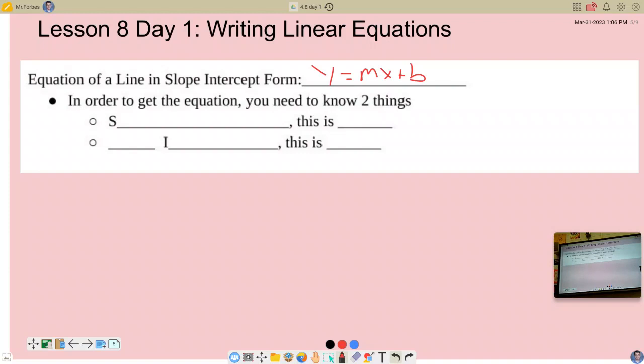Now, in order to get the equation, you need to know two things. You need to know the slope, and this is m. Okay, so your m value is your slope. And then you need to know the y-intercept, and that is the b value. Okay? So when we write these equations, y equals mx plus b, m is your slope, b is your y-intercept.